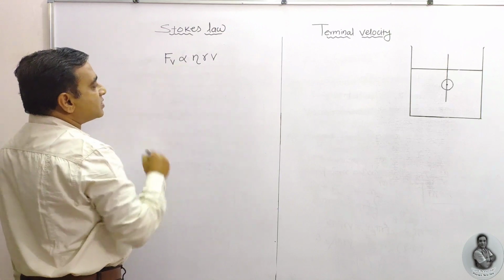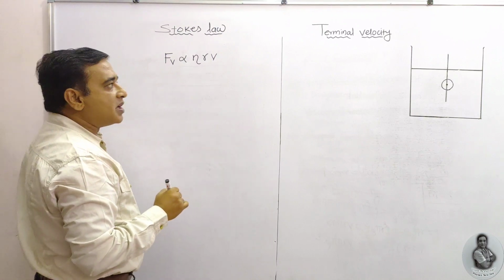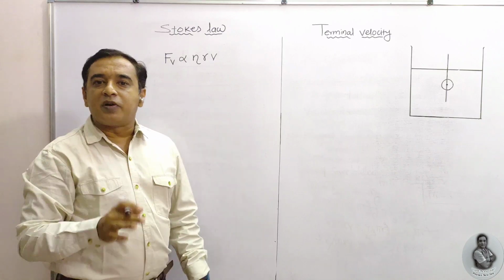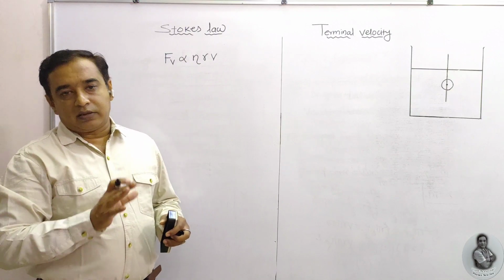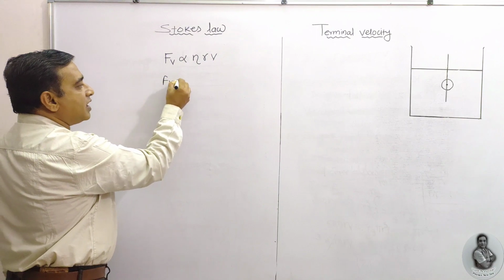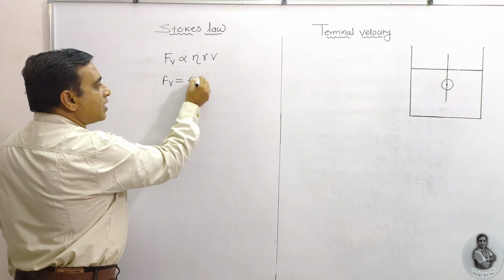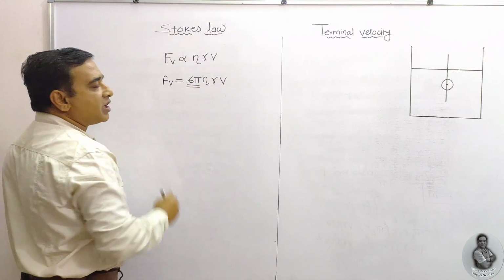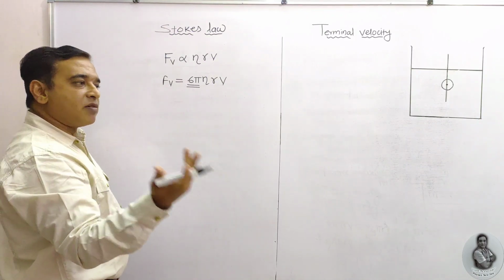So these are the three factors, and a constant of proportionality we are going to obtain empirically. What is this empirical value? Empirical means experimental. By performing several experiments, we obtain this constant, and empirically that value comes out to be Fv equals 6 pi eta r v. This value is obtained experimentally by performing several experiments.